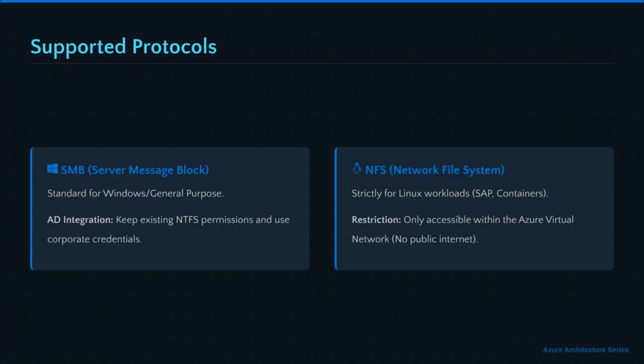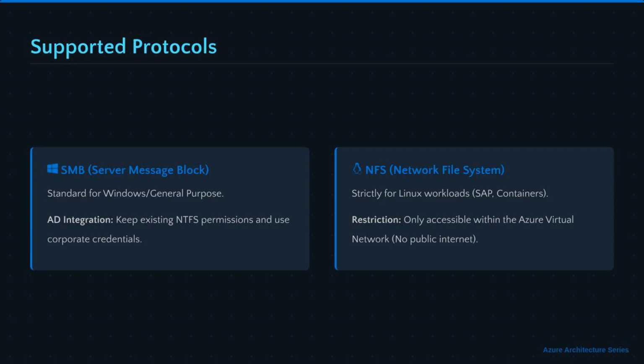NFS shares. These are strictly for Linux workloads. NFS 4.1 support in Azure Files is designed for things like SAP application layers or container storage. Important note, NFS shares only work within the Azure Virtual Network. You cannot mount an NFS share over the public internet due to security constraints. You need a VPN or ExpressRoute.